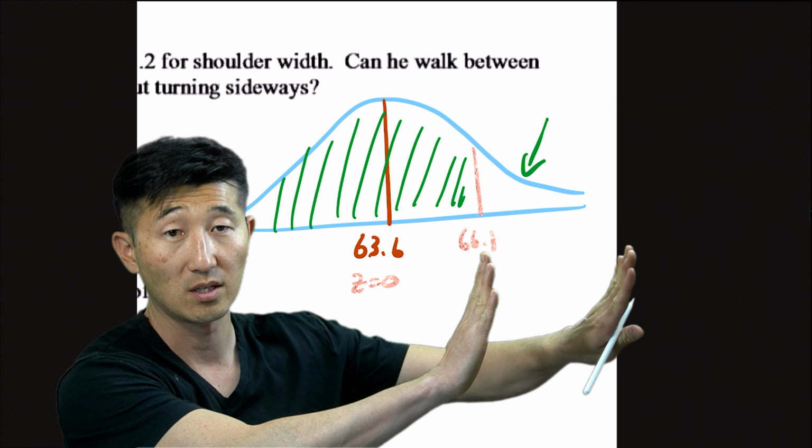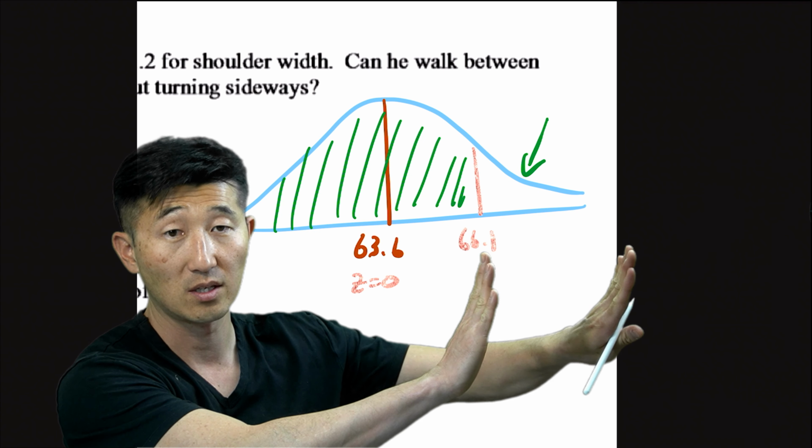Okay, so we got 66.1 minus 63.6 divided by 2.5, and wait, what? I got 1. You got 1, right? Yeah. Okay, you know what that means? It's literally 1 standard deviation away.